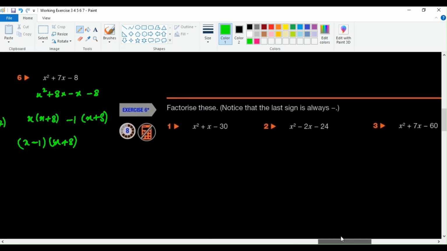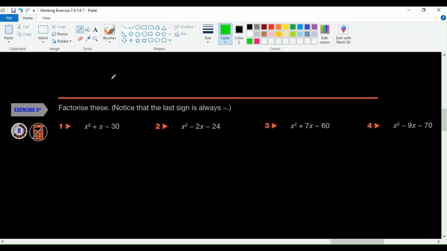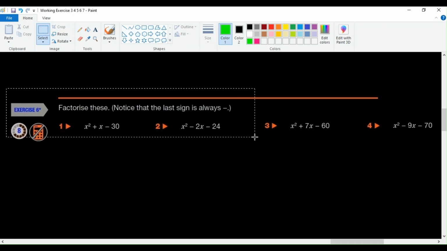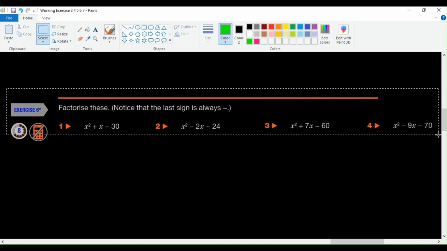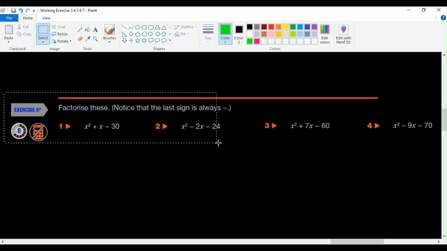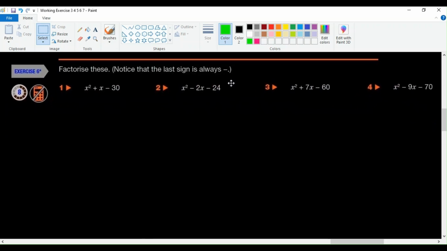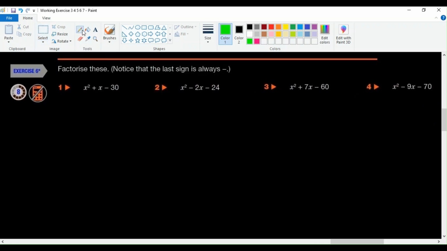Moving on to exercise 6 star rather. I will write this one a little up. Let's see how do we do this. In here we need to find out the factors of 30. That gives us plus 1. So 6 and 5 are two factors. X square minus 30 as it is, plus 6x minus 5x gives us a plus 1.